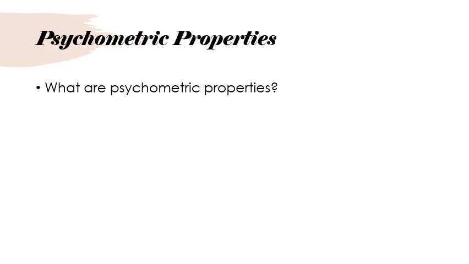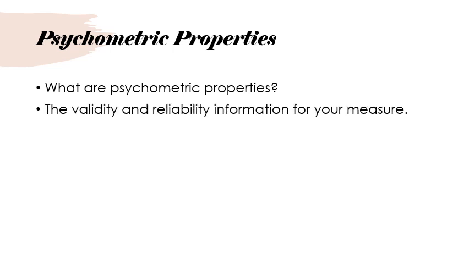Okay, so psychometric properties. Again, what are psychometric properties? These are the validity and reliability information for your measure. In your reading, you learned about a couple different types and different ways that you can do the reliability, especially the internal consistency or the split half reliability, which we'll talk about.